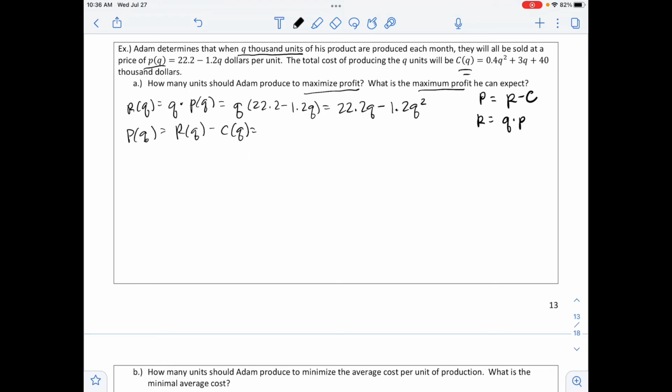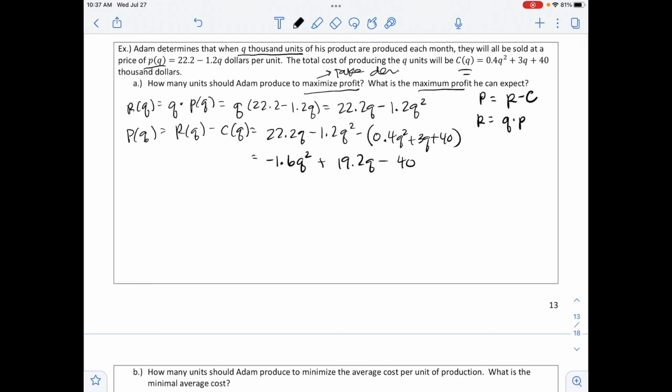And so our revenue function, we just came up with that right up above, is 22.2Q minus 1.2Q squared minus our cost function, which is given to us as 0.4Q squared plus 3Q plus 40. And so distributing our negative and combining our like terms, we get negative 1.6Q squared plus 19.2Q minus 40. And in order to maximize our profit, we need to take a derivative.